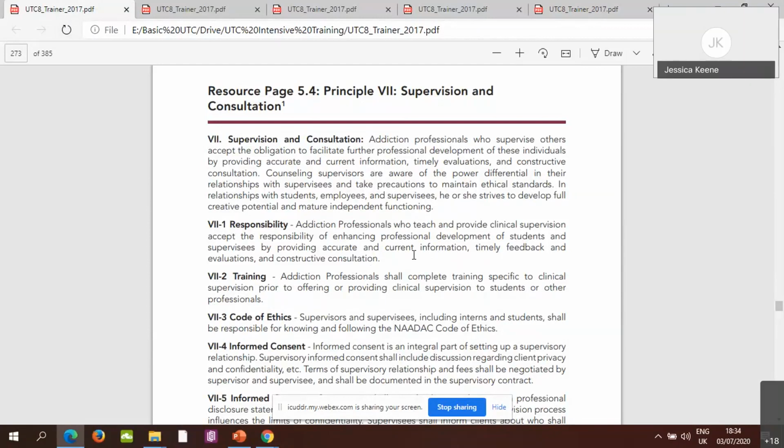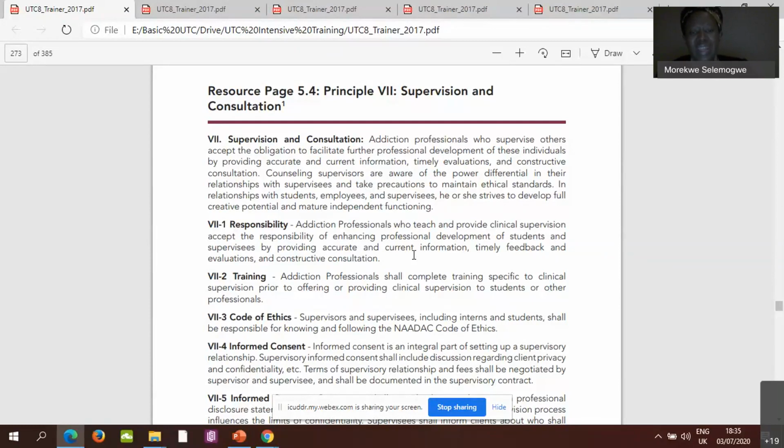So as I've said, there are about 33 standards within this principle. The first is an overview of what supervision and consultation is. As noted, as a supervisor, you are supposed to provide accurate and current information, and your supervision should be constructive, and you should strive to actually build the supervisee. The first standard is responsibility. Addiction professionals who teach and provide clinical supervision accept the responsibility of enhancing professional development of students and supervisees by providing accurate and current information.